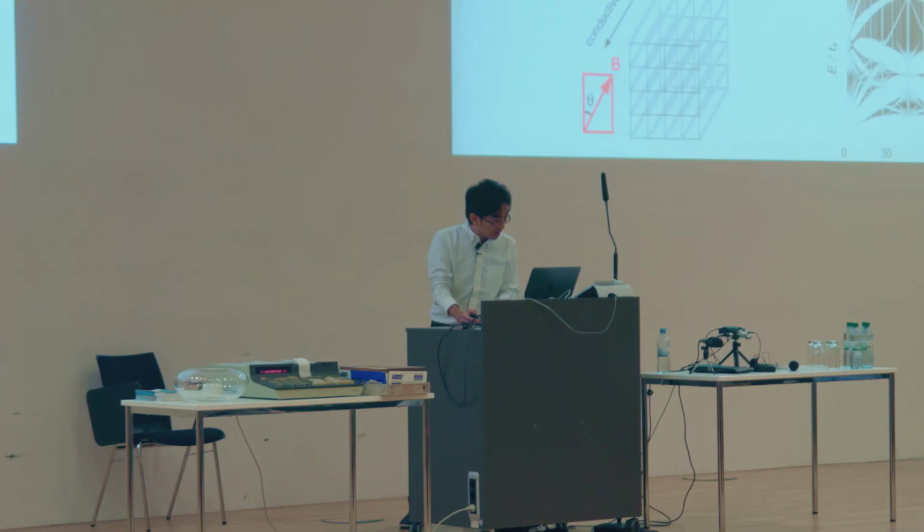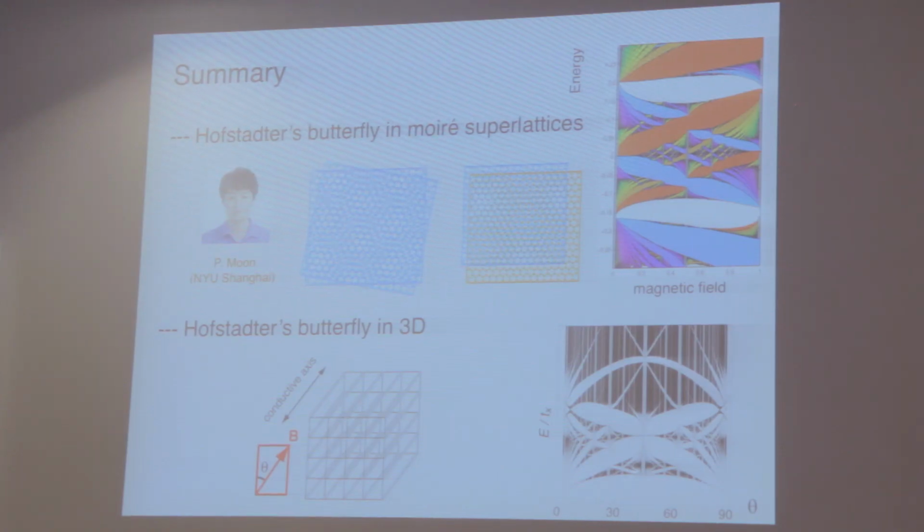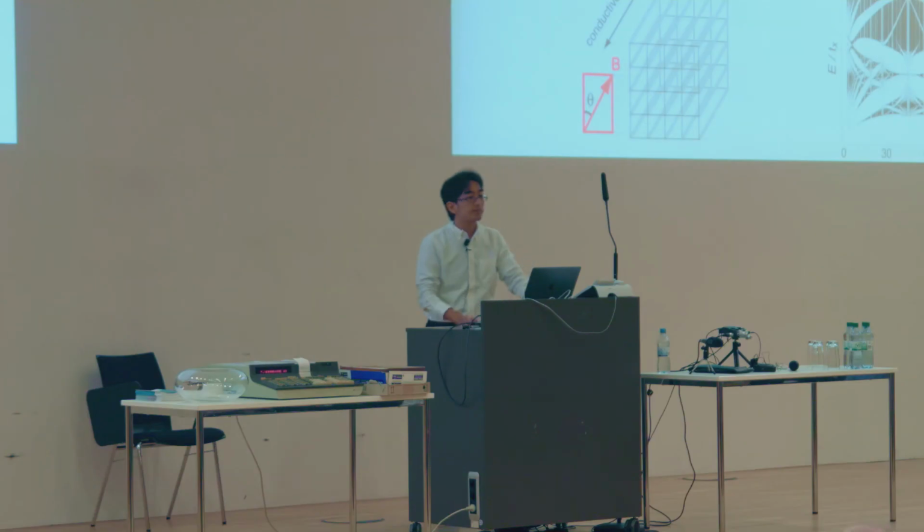Okay. So that's it. My message is that we can realize the Hofstadter butterfly in two different ways. One is the rather classical original two-dimensional Hofstadter butterfly, and in the latter half we showed a different Hofstadter butterfly peculiar to 3D. Okay, thank you very much for your attention.